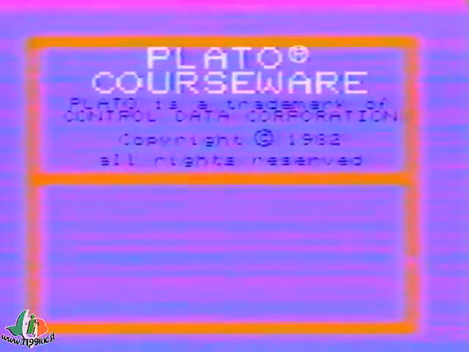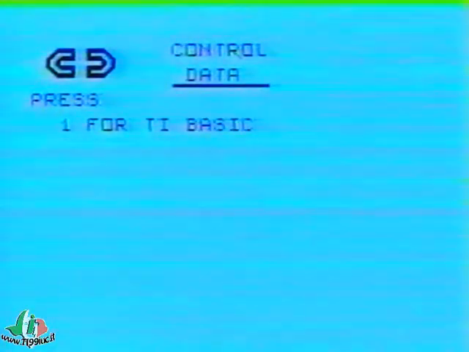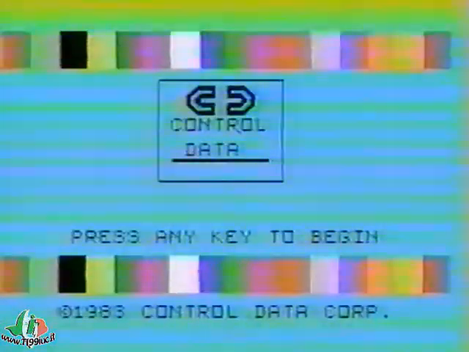When you press the space bar, the Plato cartridge will, if you have it in the slot, take over. Otherwise, if you don't have it, you get TI BASIC. So apparently they just wanted to make only one custom ROM.